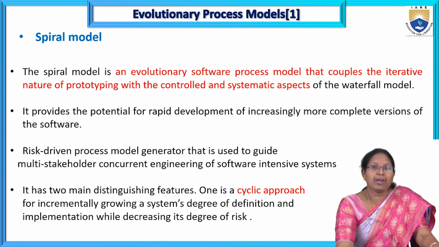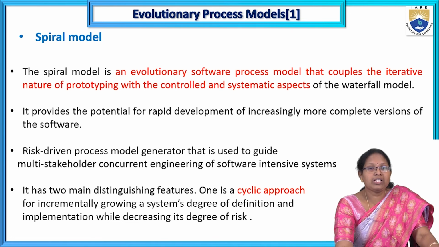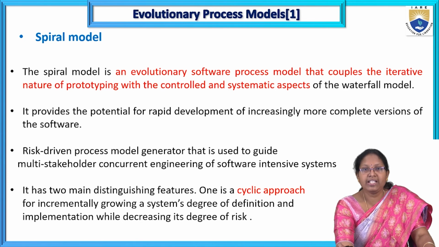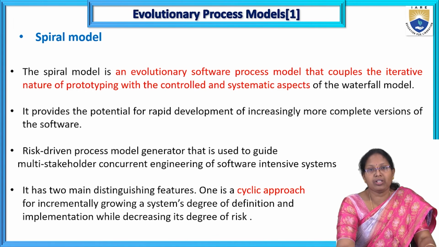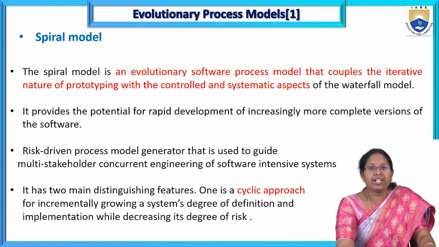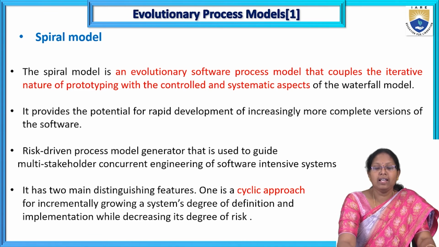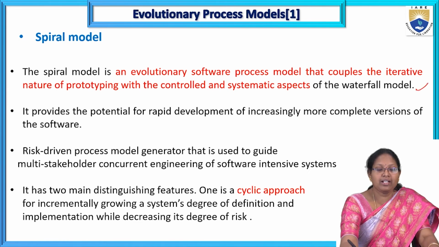The next model is the spiral model. It is the next evolutionary model, which contains both incremental and iterative process flows. Spiral model: what is the spiral model? It is also an evolutionary software process model. It couples the iterative nature of prototyping with the controlled and systematic aspects of the waterfall model. So these two things are there in the spiral model: iterative prototyping as well as the controlled, systematic aspects of the waterfall model.